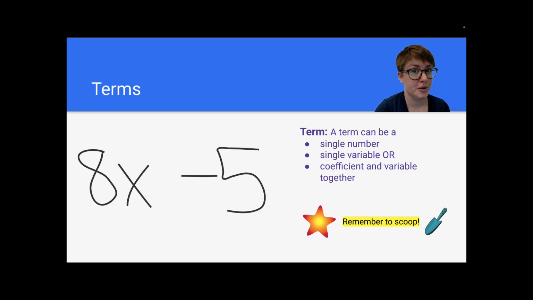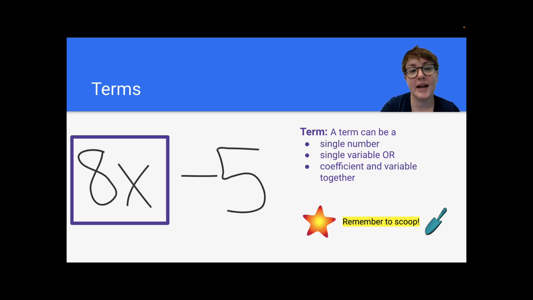All right, on to terms. Terms is the last vocabulary word that I want to teach you today. The expression here is 8x minus 5, and a term can be a single number, a single variable, or a coefficient and variable together in this expression. And of course, we're always going to remember to scoop the signs that show up as we move through this expression.